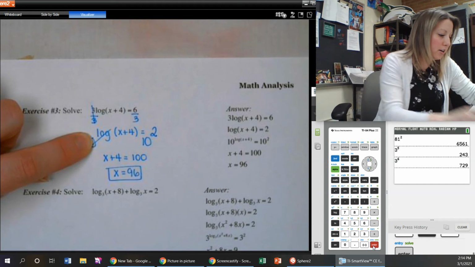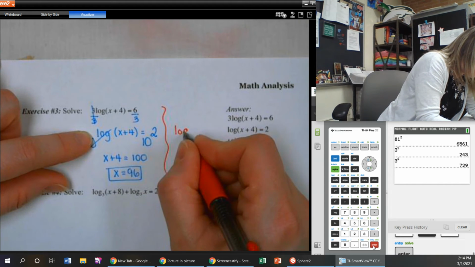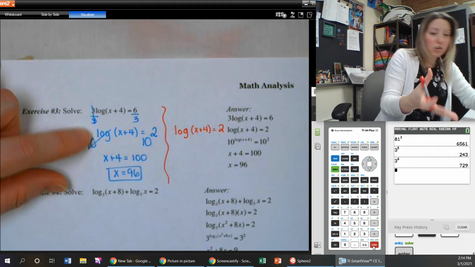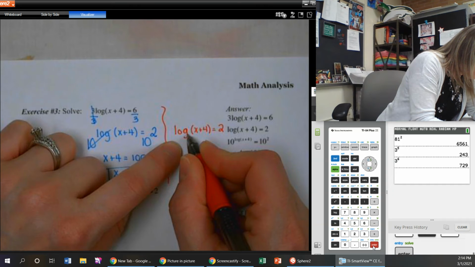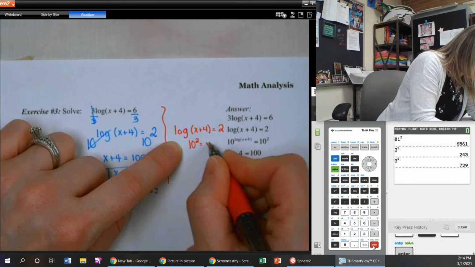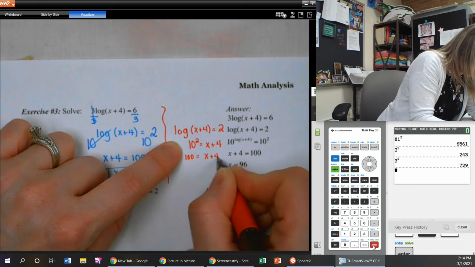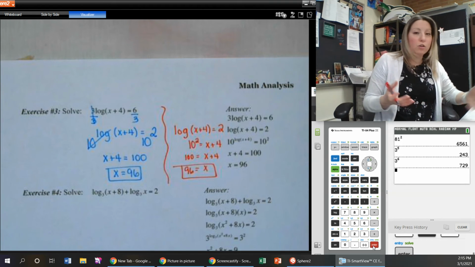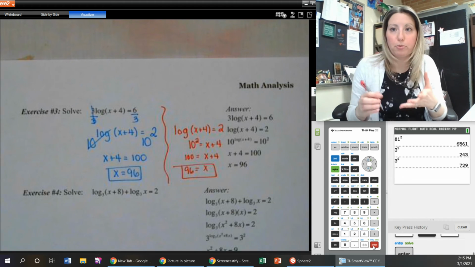Or right at this step right here, I'm just going to rewrite it in the red so you can see my other way I can treat this. Change this whole thing back into an exponential form. So 10 is the base of my log, 2 is the exponent on the base, and the answer here is x plus 4. And notice it's exactly the same problem that I had over there, right? X equals 96 either way. So 2 options as to how to view it.